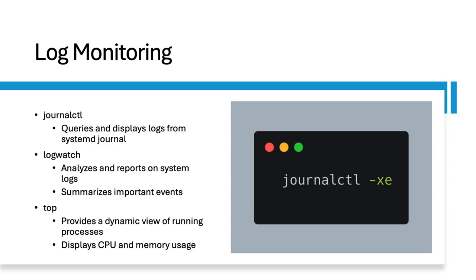Regularly reviewing system logs is crucial. Tools like journalctl, to query systemd journal logs, and Logwatch, which analyzes and reports on logs, can help. And top provides a dynamic view of processes showing CPU and memory usage.